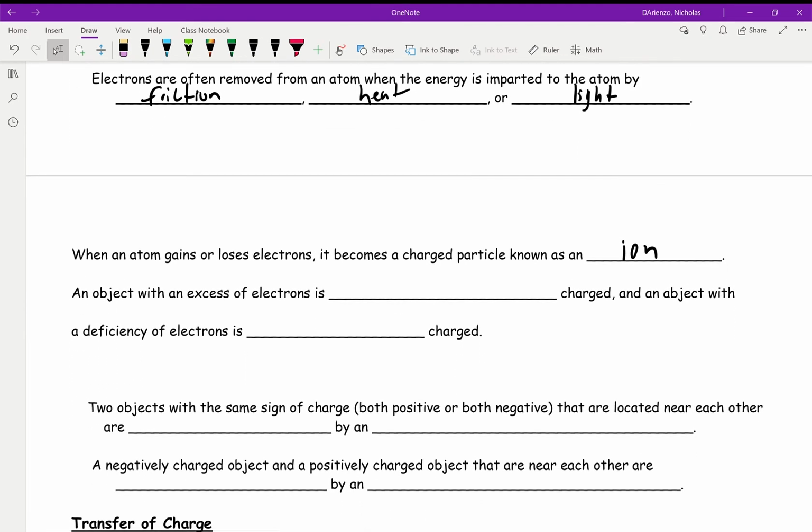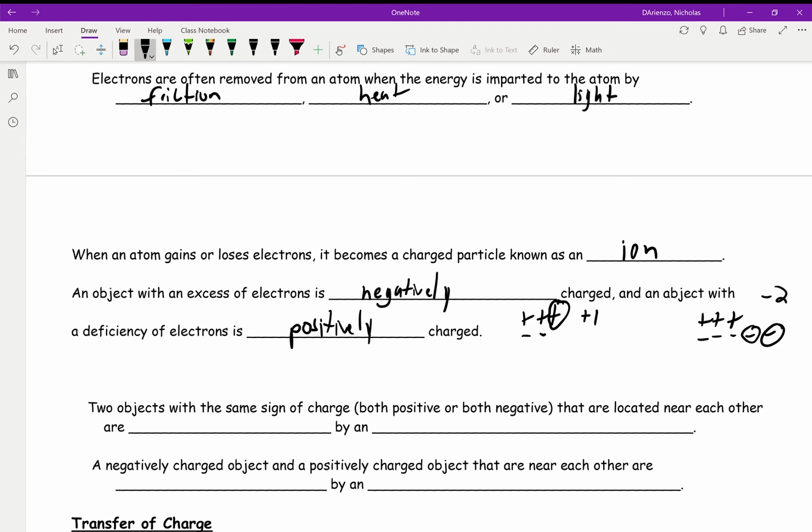Now, an object that has an excess of electrons would be considered negatively charged because electrons are negatively charged. And if the object has a deficiency of electrons, it would be considered positively charged. If we had a total of 3 protons and only 2 electrons to match that, we would have an excess of positive charge, so this particular ion would have a +1 charge. If we had an object with 3 protons but had 5 electrons, we have an additional 2 electrons here, so this ion would have a total charge of -2.